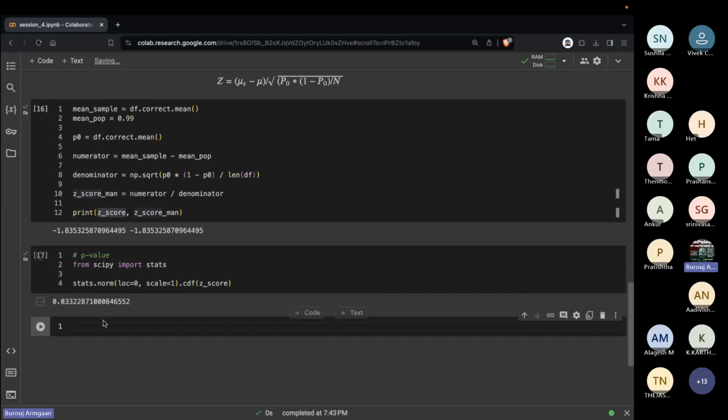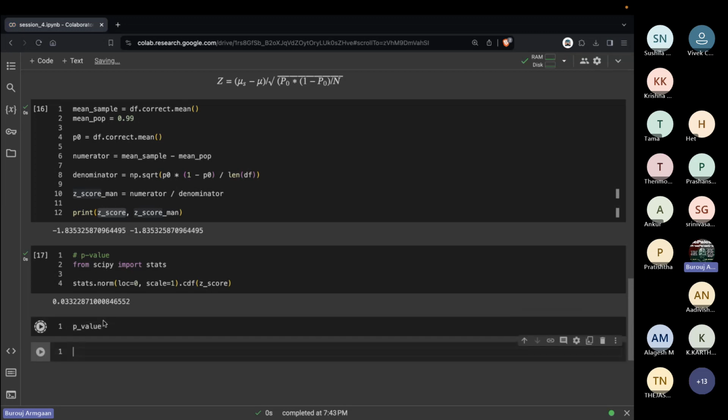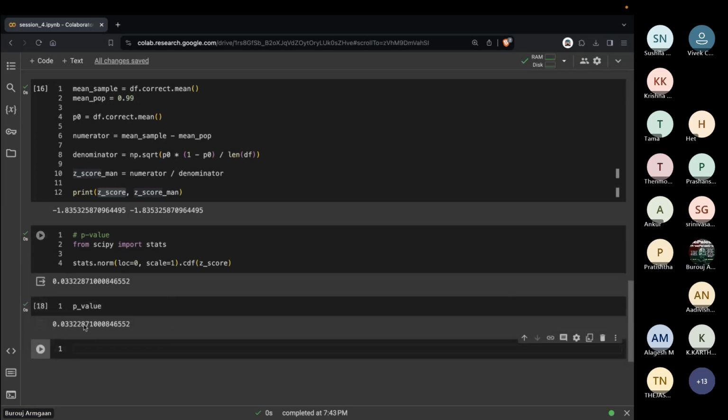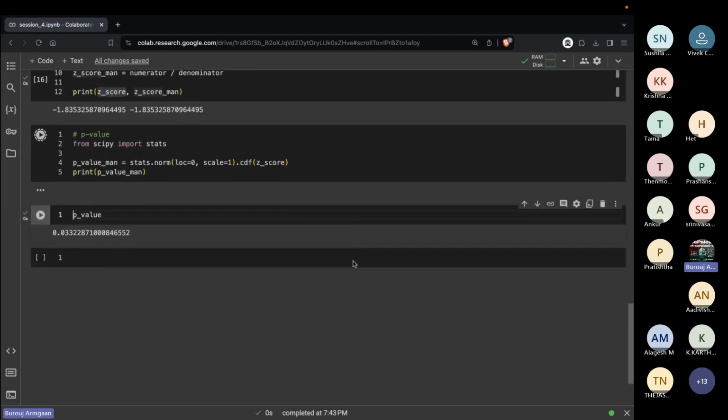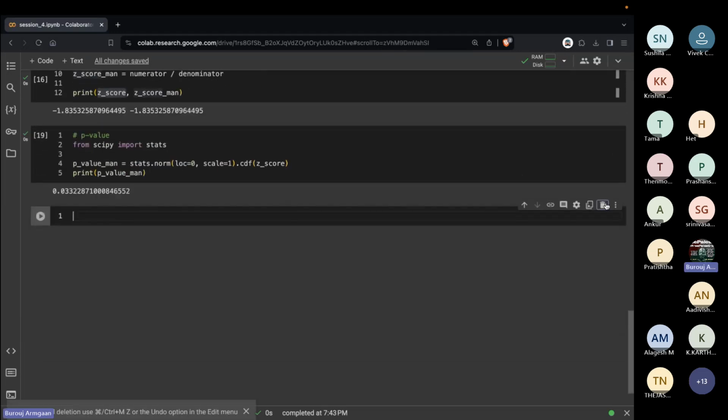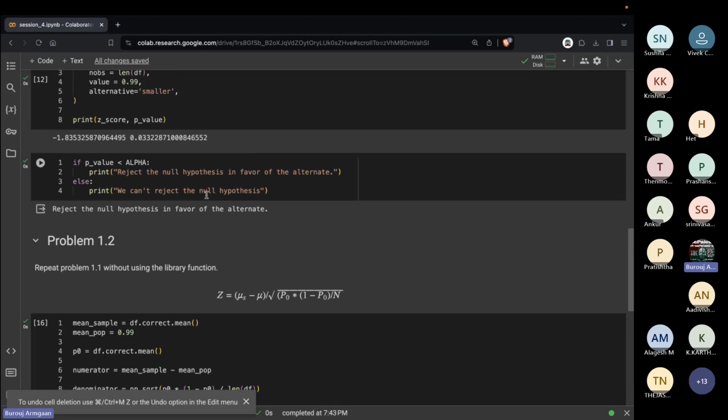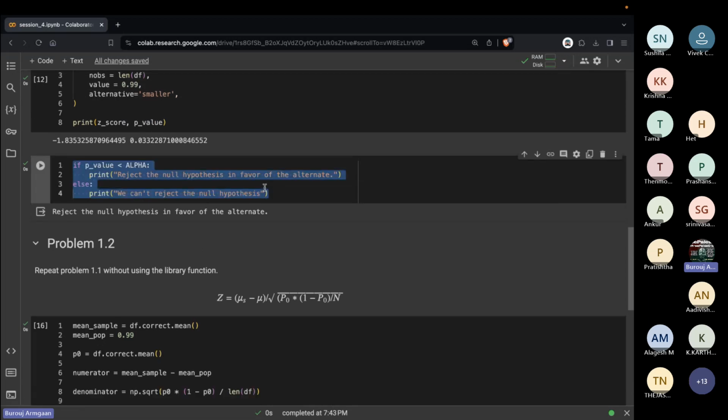So it says 0.33, and I think it is the same value, right? Same values. So we'll just say that p_value_manual is equal to this thing, and we print p_value_manual, and we get the values, and we can once again print out the same thing.